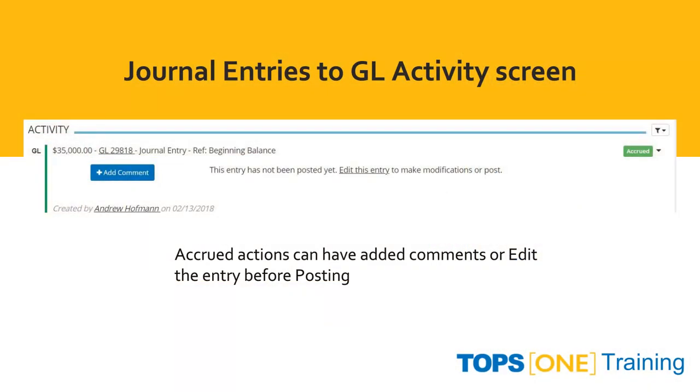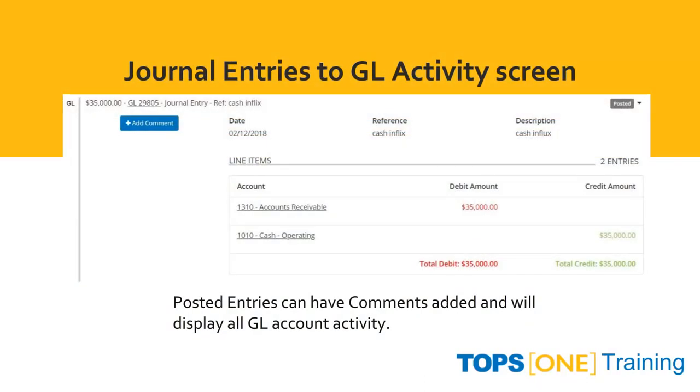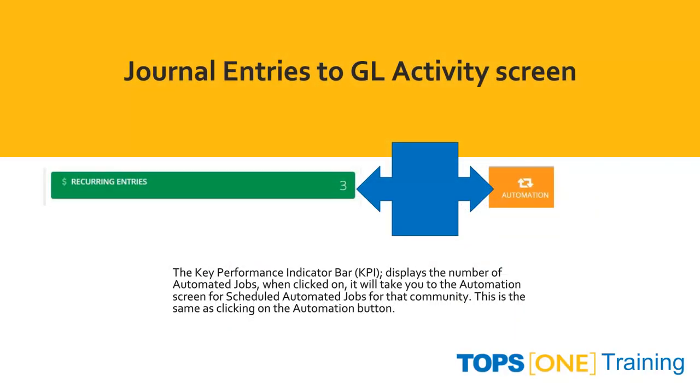Journal entries to the GL activities screen. Accrued actions can have added comments or edit the entry before posting. Posted entries can have comments added and will display all GL account activity. Additionally, in the Journal Entries area, you will find a green KPI bar to the right. Selection of this will actually take you to the same area of automation for scheduled automated jobs. This is the same as clicking either way. It will display the recurring entries that have been created for that community.